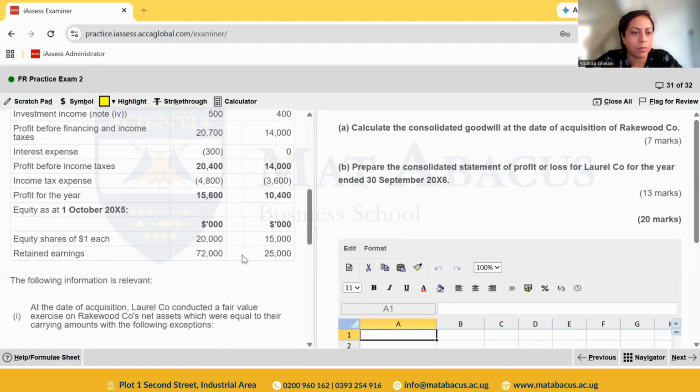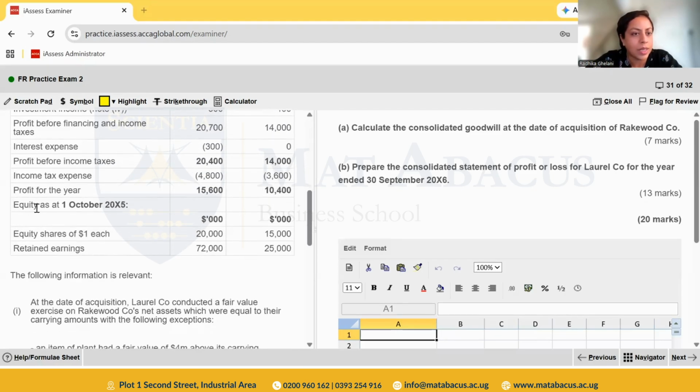So they've given us the SOPL and they've given us equity at the start of the year, at 1st October 2015 rather. They've said that equity was that much in both companies and retained earnings was that. Why are we going to need that? Equity is not relevant to the SOPL, but remember that we've been asked to calculate goodwill. And in goodwill, we need the net assets at acquisition, our working one that we were doing, isn't it? So for that purpose, we will definitely need these figures.